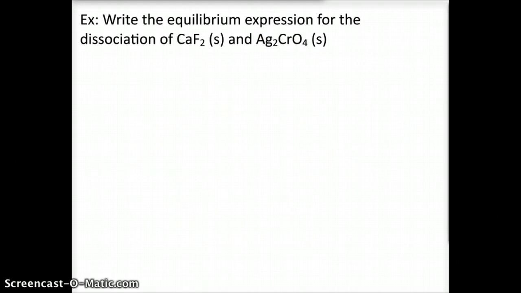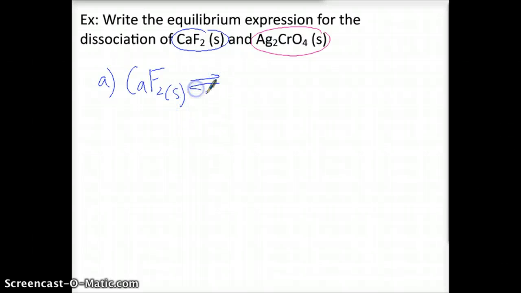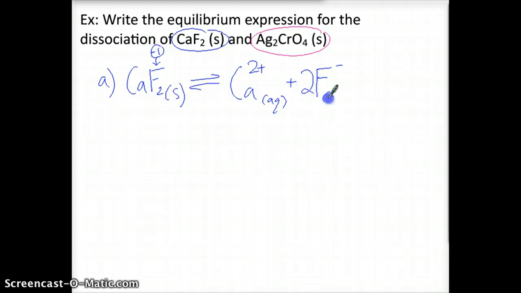So first skill you need to be able to do is write the equilibrium expressions for solids. So here are two examples. Write the equilibrium expression for the dissociation of CaF2 and for Ag2CrO4. So this requires you to remember a little bit about our ions. So let's do the first one. Calcium fluoride, CaF2, is a solid. It's going to dissociate to form my ions, Ca2 plus, calcium. And it's not going to form F2 minus. Remember, fluorine has a -1 charge because it's in group 7 on the periodic table. So it's going to make F minus. The 2 becomes the coefficient. That's how many moles of fluorine are going to be made when this thing dissociates, aqueous.